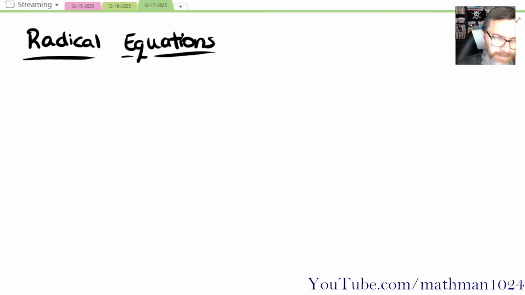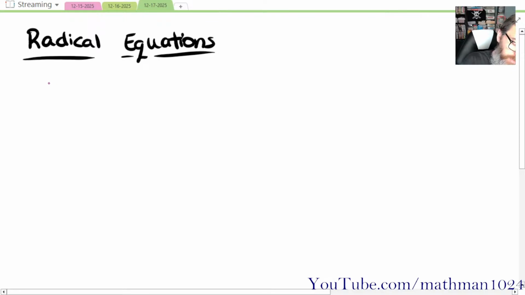All right. So the key thing to understanding this is what's called the power property.